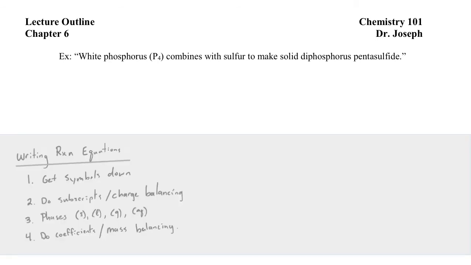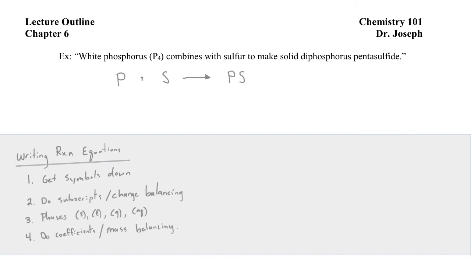So let's go through our 4 steps, and if you want to go ahead, pause the video, maybe run through a few of these steps, maybe all of them if you feel comfortable with it, and then we'll discuss after you unpause the video. So first step here is I want to write down the symbols only. So I'm going to write down phosphorus, that's with a letter P, and then it says combines with sulfur, so I'm going to do the plus sign and then the letter S for sulfur, and then we're moving over to the product side, so we're going to put an arrow, and then it says solid diphosphorus pentasulfide.